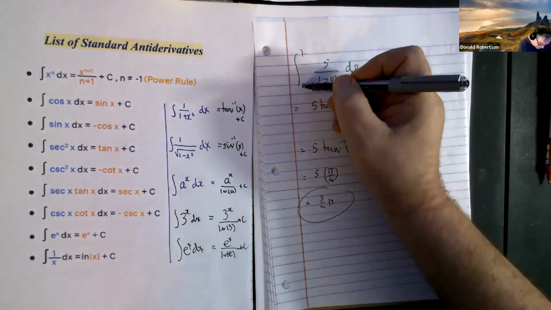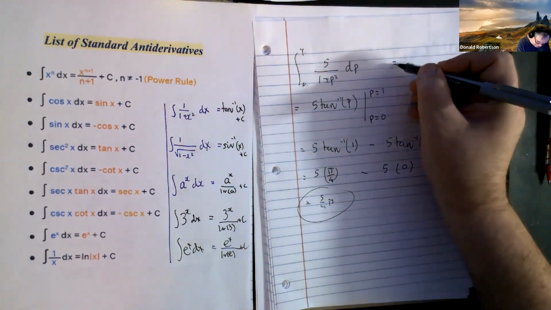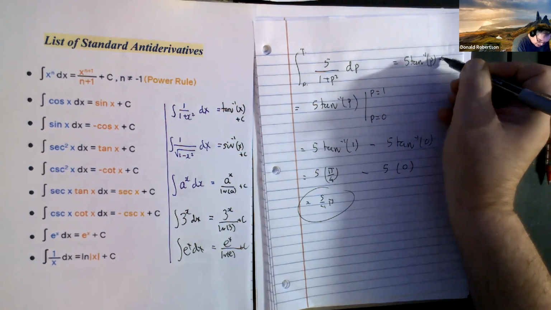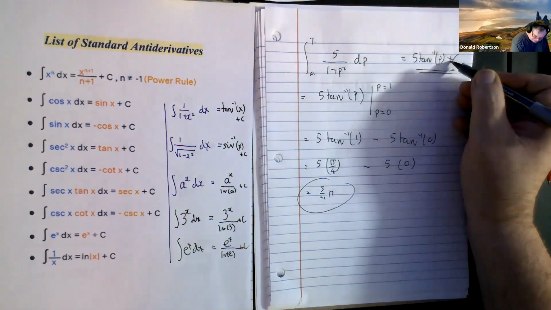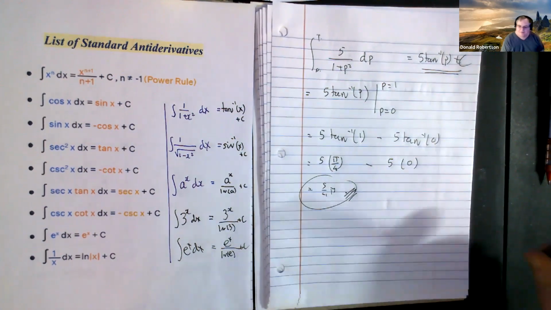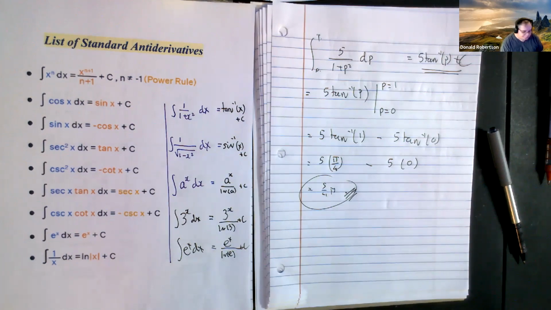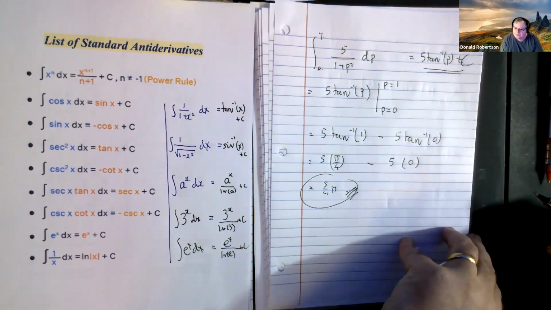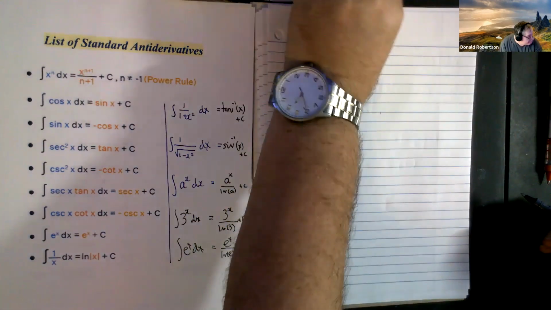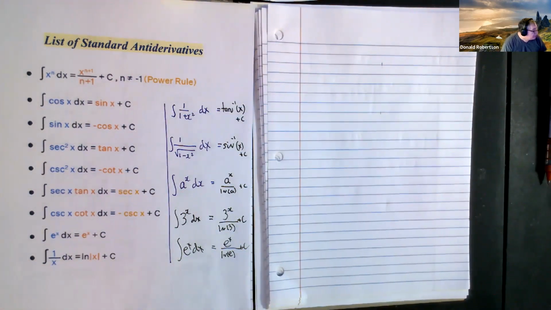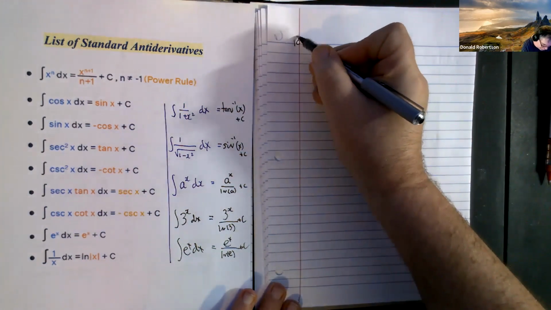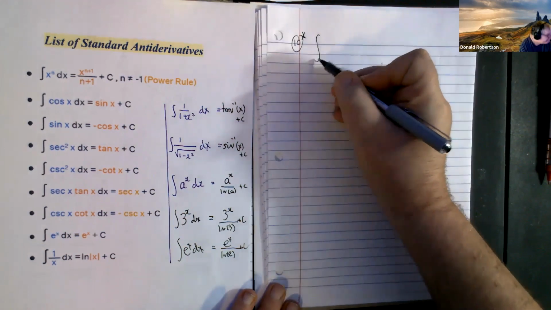Now, if these two limits were missing, the answer would simply be 5 inverse tan of p plus c. So that would be the indefinite version. And the one with numbers, this one here, is the definite version. Make sense? Right, so we're now mixing and matching definite integrals and indefinite integrals. I'm not going to do question 10, I'm just going to start it.